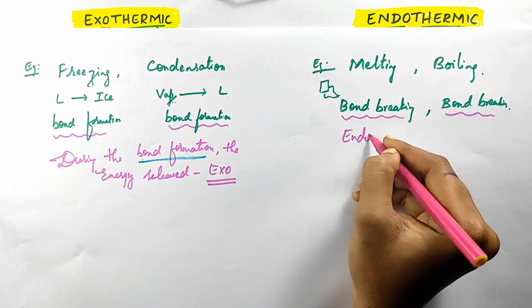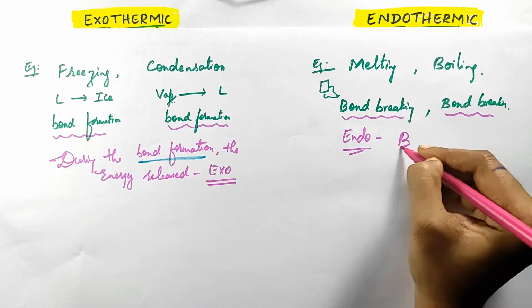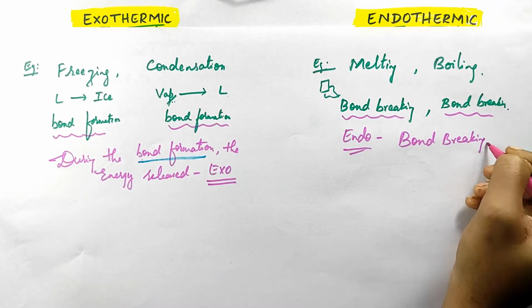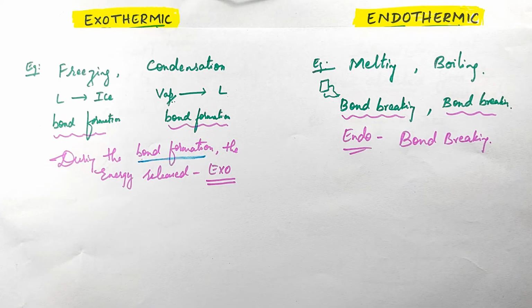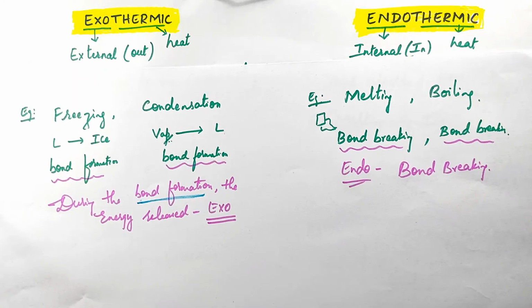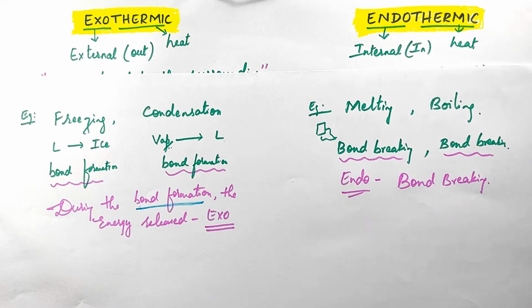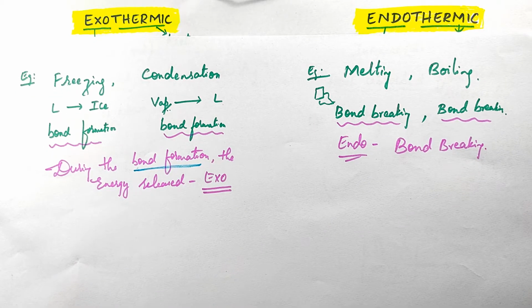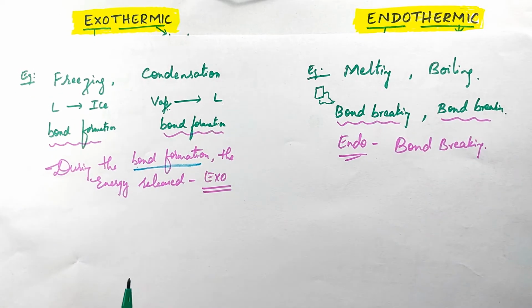Endo, bond breaking takes place. So I hope you understood the concept exothermic and endothermic. What is exothermic means? It is release of heat. Endothermic means absorption of heat. In exothermic, bond formation is carried out. In endothermic, bond breaking. You can observe the bond break.